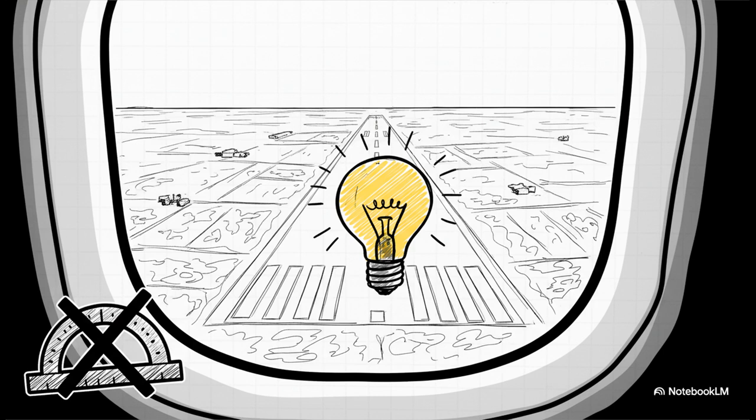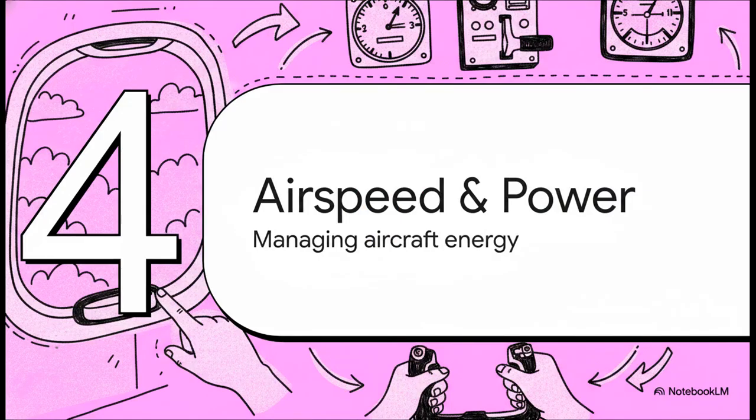But ultimately, with experience, a good approach just becomes a trained instinct. It becomes what aviators call PLAR. That looks about right. You'll just feel it. Which brings us to Section 4, Airspeed and Power, Managing Aircraft Energy.